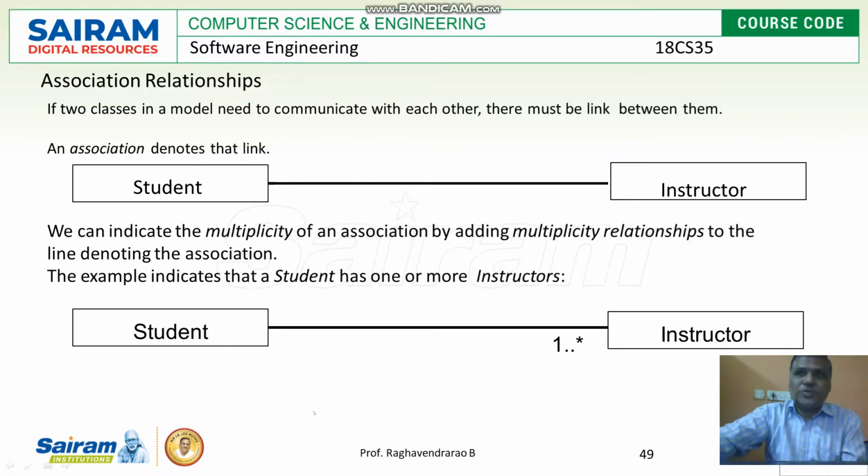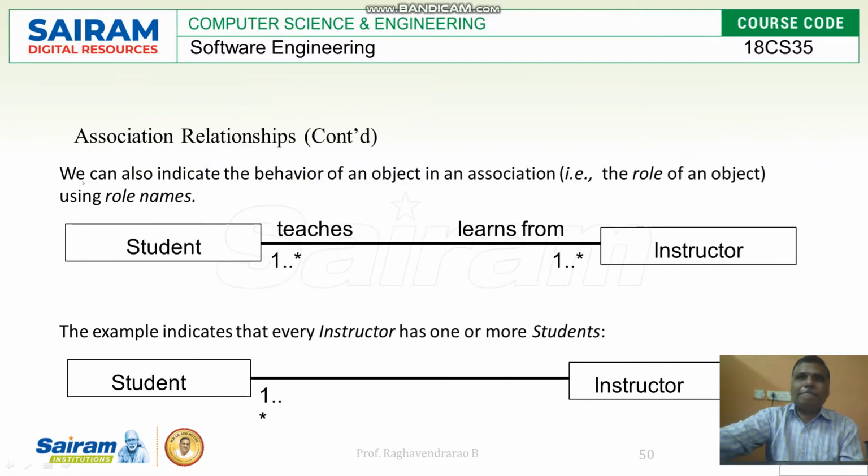Then for student and instructor, the same functionality indicates that a student has 1 or more instructors. A student can have 1 or more instructors. It is also possible. Now the role of the objects: these two are the objects again, the student and the instructor. A student can learn from 1 or more instructors, and the instructors can teach 1 or more students.